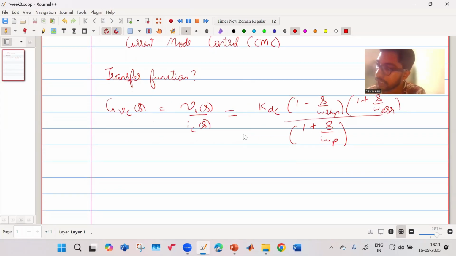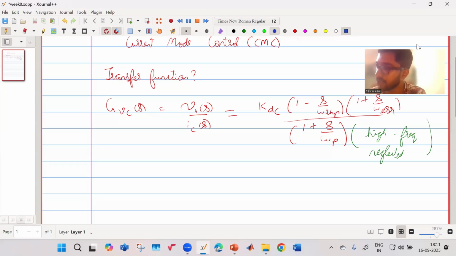So, what are these things? If you see, the numerator has 2 zeros and the denominator has only 1 pole. So it is actually like an improper transfer function. What actually is there is that this is an approximate transfer function. There are certain additional poles over here which are at very high frequency, so they have been neglected. So we are approximating it to be first order.